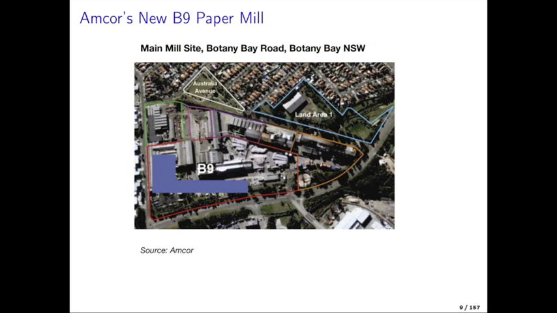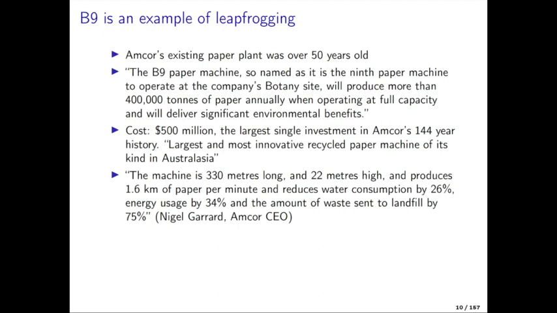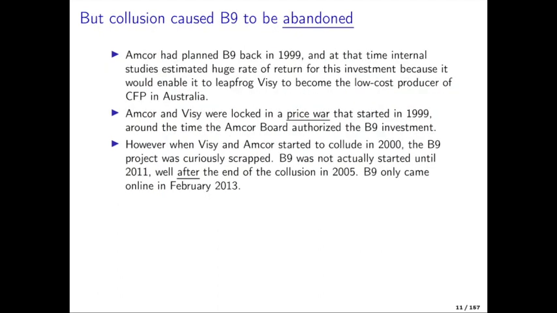It was proof of these leapfrogging investments. So B9 is really an example of leapfrogging. The existing plans were over 50 years old, and this huge investment, a $500 million investment, would really bring Amcor in to be the new cost leader. Here are some details about this machine. It's really high-end paper product machinery that can reduce the marginal cost of production. But then it was abandoned after the collusion.